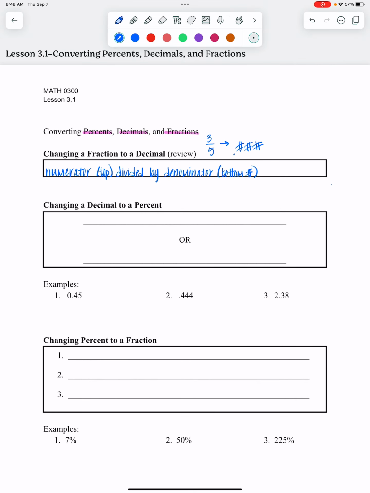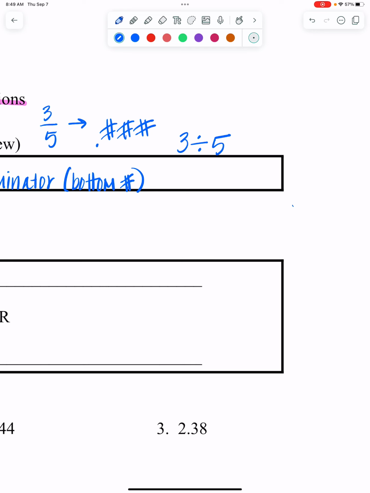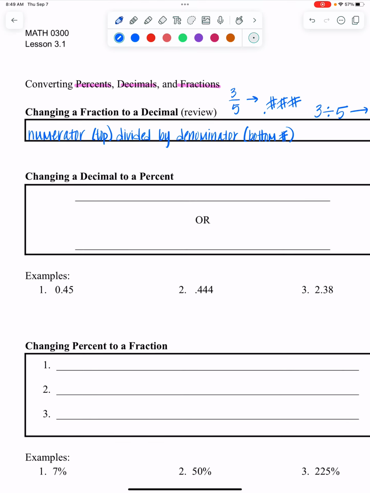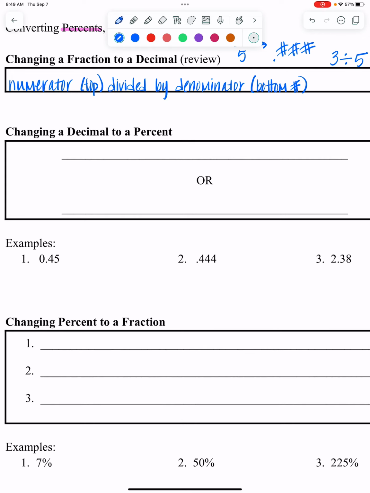Now, when you're putting this in the calculator, please be sure that you put it in the right order. If we want numerator divided by denominator, that means we would enter 3, hit the divide button, and then enter the 5. When you plug that into your calculator, you end up with 0.6 as your decimal. But sometimes we need to change a decimal to a percent. So we've got some examples down below.